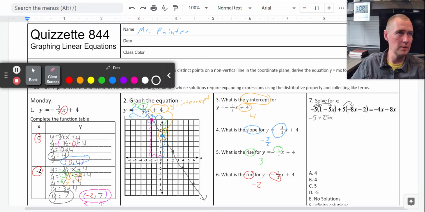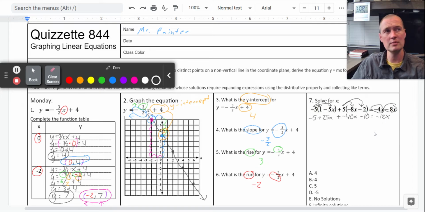Same thing here, distributive property. We got plus 5 times -8 is -40. Don't forget the x. Positive 5 times a -2 is going to be -10 equals. Now here, notice that we have something called like terms. We have a -4 and a -8. What we can do is we can combine like terms and just call it -12.